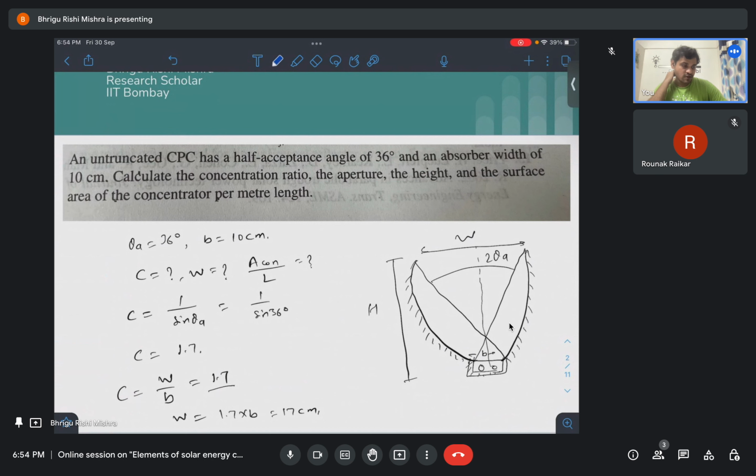From now on, the solar thermal and energy conversion part is over. Now we will have solar PV. That means solar radiation is directly converted into electricity. Now we don't require it in heat form, we can directly convert it into electricity. That is for solar PV.